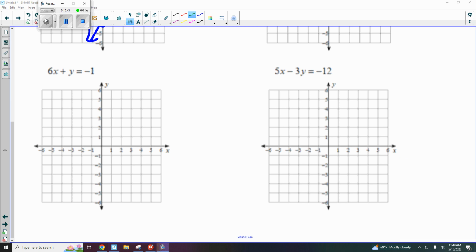So now for these next two examples, write them out to the side, that way we have a little bit more room to show our work. 6x plus y equals negative 1. And the first thing we want to do is get y by itself. Y equals mx plus b is how it needs to look.